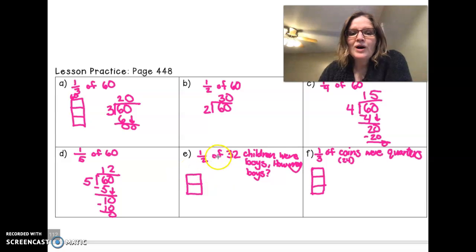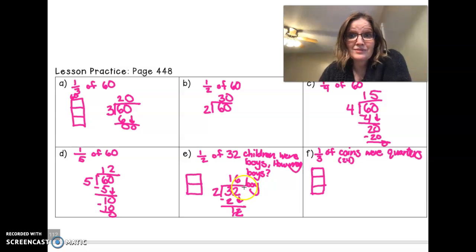Now, our next problem, 1/2 of 32 children were boys. So how many were boys? When we have 1/2, that tells me I want to divide. And so 2 can go into 3 one time. We subtract. Pull down our 2. 12 divided by 2 is 6. So 16 were boys. I'm assuming that 16 were girls.